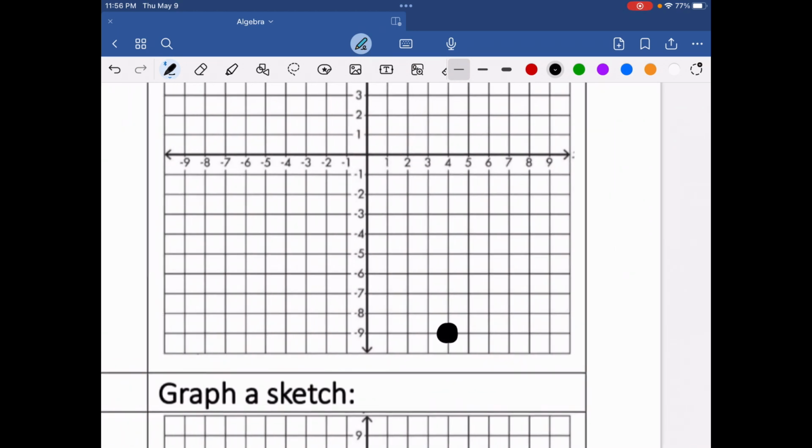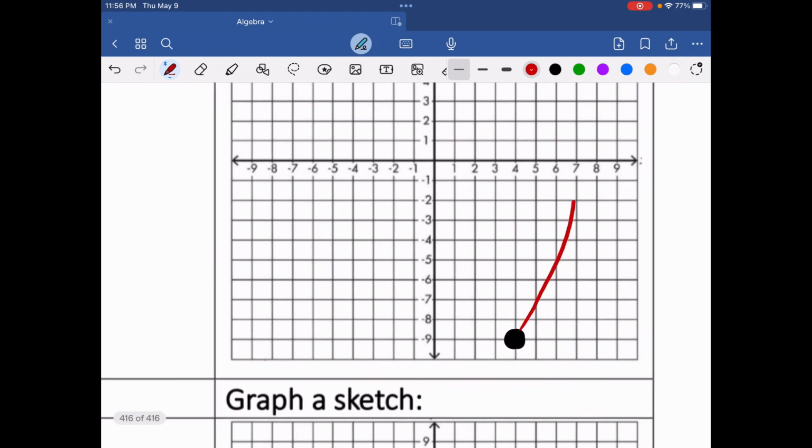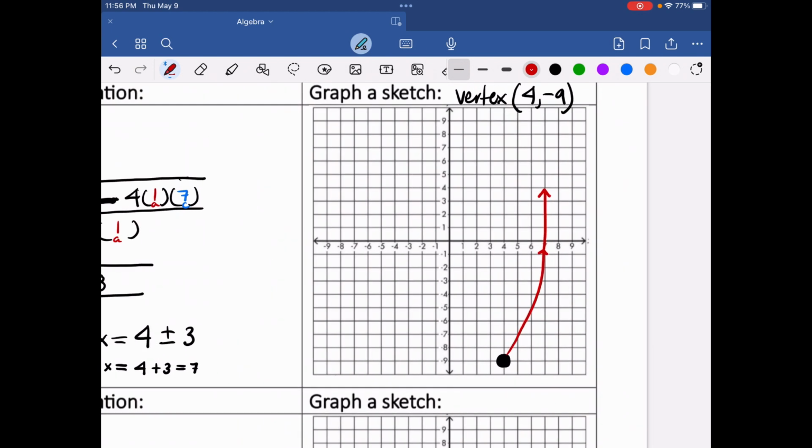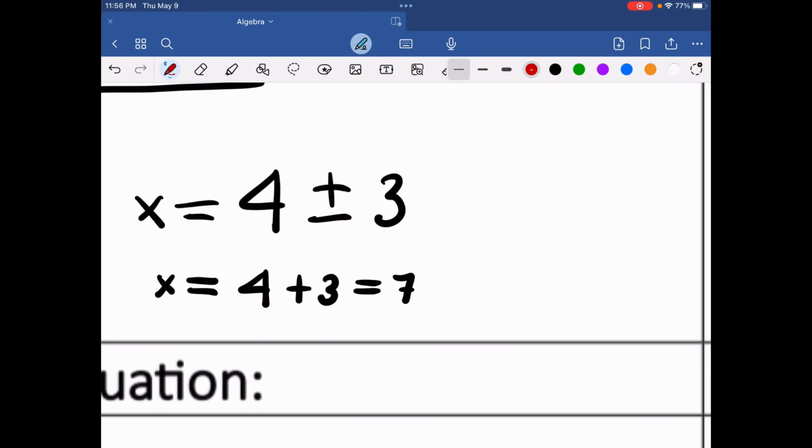So now, from the vertex, it's going to go to the number 7. It comes through here. It doesn't mean that it goes perfectly up. Maybe I shouldn't have drawn it like that. But it just means that it will cross through the number 7. It's going to curve and go through the number 7. And then on the other side, you need to do one with the minus. So 4 minus 3, which is 1.